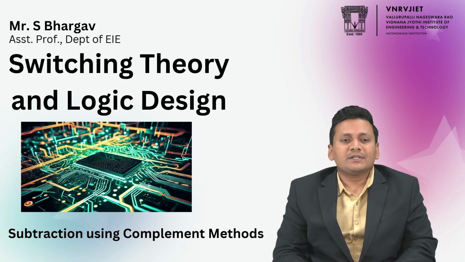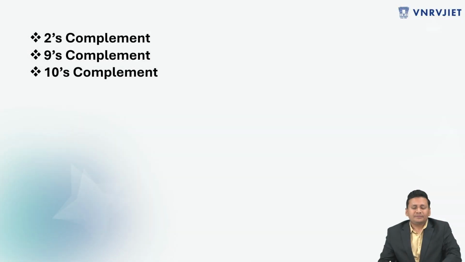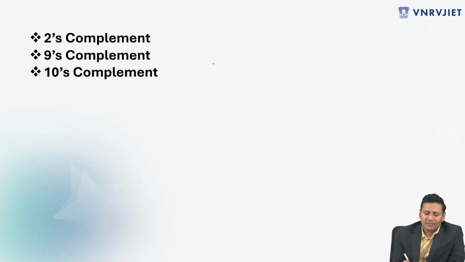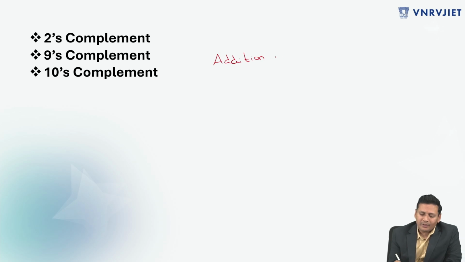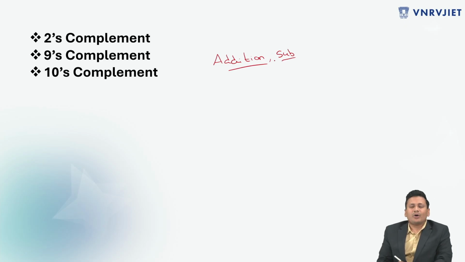Today I am going to discuss a topic called subtraction using complement methods, and this is one of the important topics from switching theory and logic design. Now, as we know, in any arithmetic circuit, addition and subtraction play a very important role. In any arithmetic logical operation, addition and subtraction are the two important types of operations.